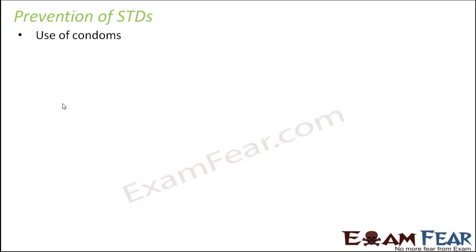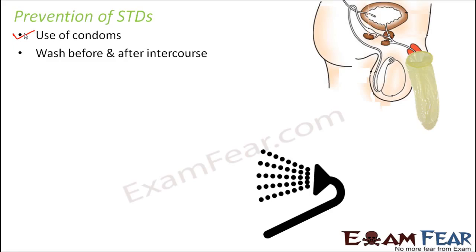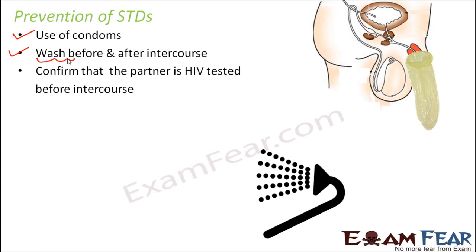Some of the ways by which they can be prevented: the first thing is the use of condoms. As I said before also, these are barriers between the male sex organ and the female sex organ, so the sexual contact is not established, and as a result STDs can be prevented. So this is one option. The next option is to wash before and after intercourse. When you wash, proper hygiene is maintained so that any kind of infection which might have taken place, you get rid of that.